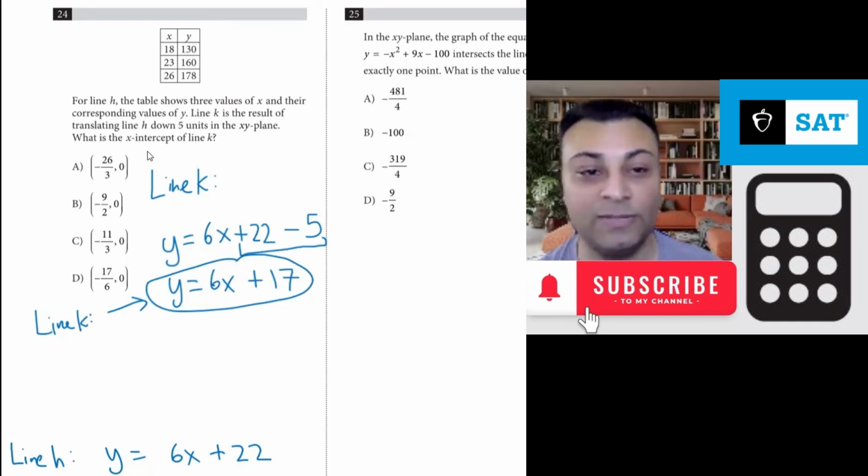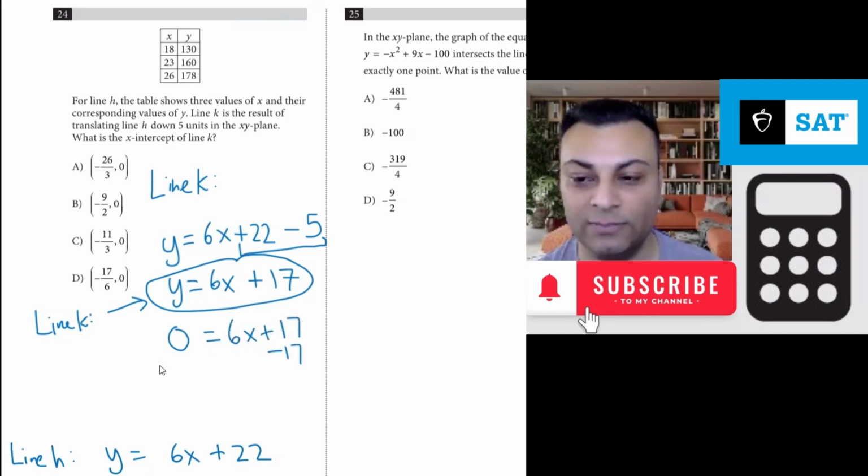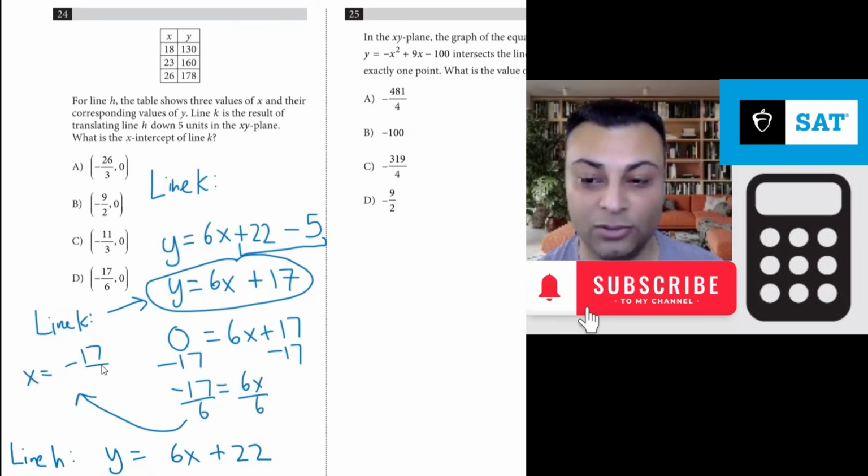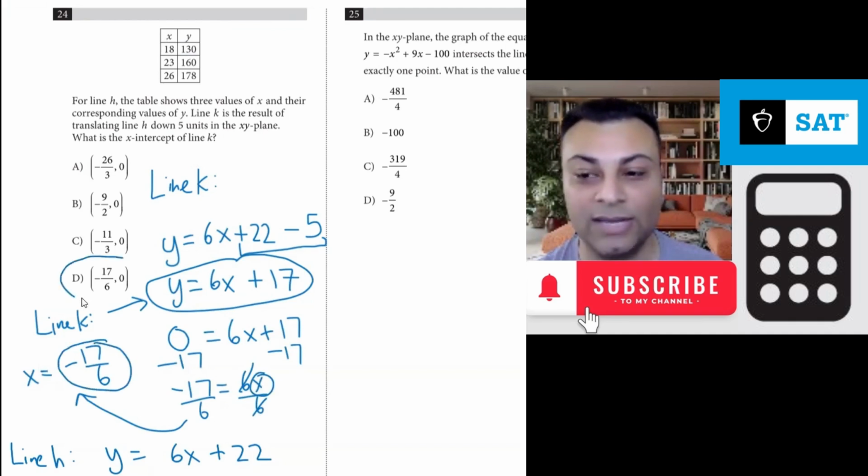And they want the x-intercept. That's what happens when you plug in 0 for y. So let's go ahead and plug in 0 for y. They even tell you right there the y coordinate will be 0. So 0 equals 6x plus 17. You go minus 17, minus 17. You have negative 17 equals 6x. And you divide by 6, divide by 6. X would be, actually, you can see the answer already. It's negative 17 over 6, because these 6 and 6 cancel. 6 divided by 6 is 1. You have x equals negative 17 over 6. Negative 17 sixths. So the answer is D.